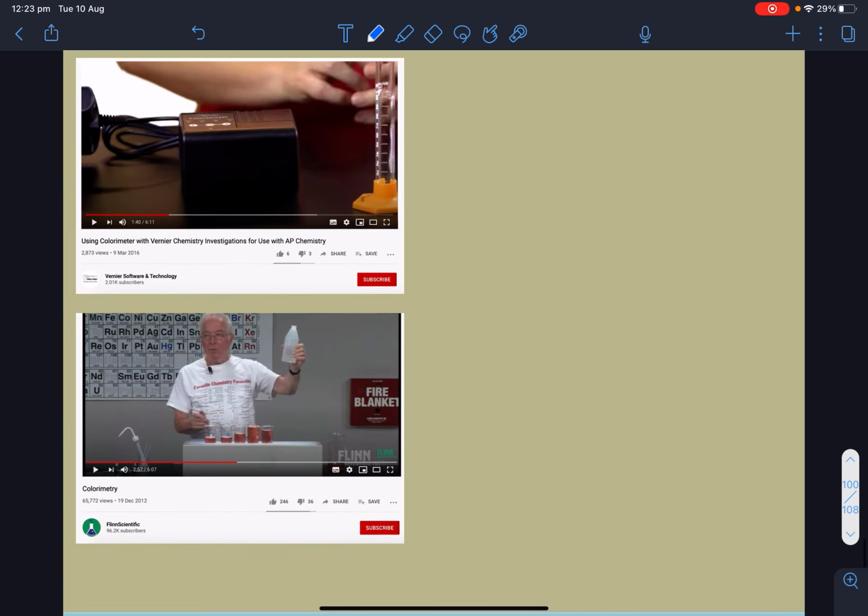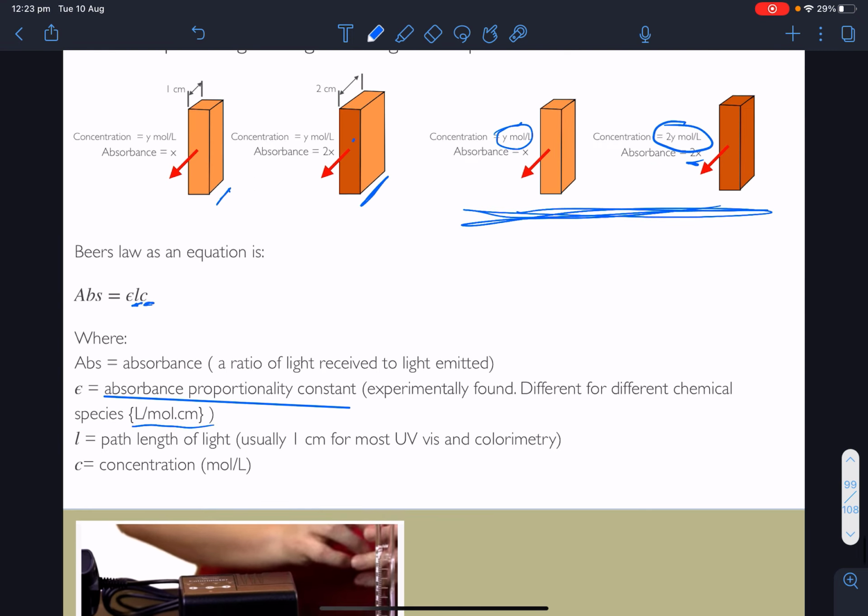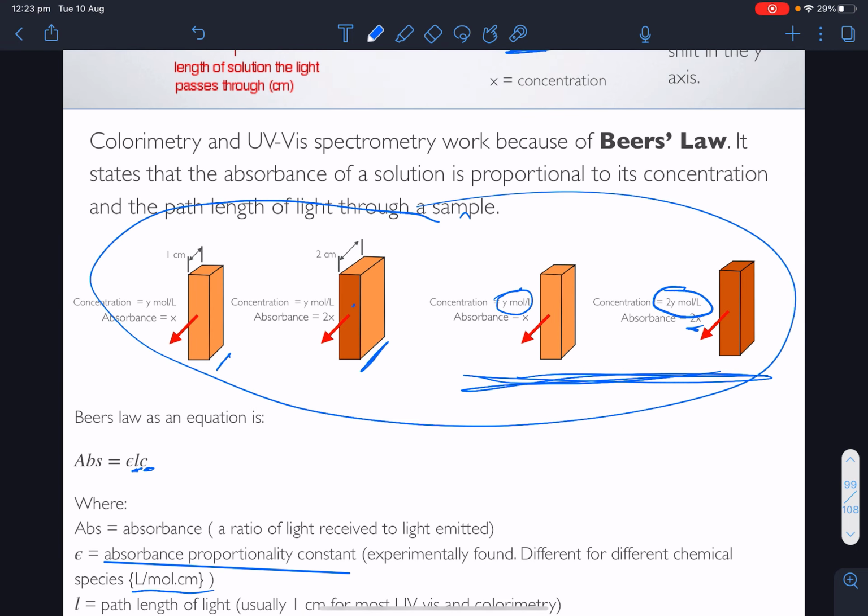To see them in practice, other than the classroom, here are 2 good videos. From memory, this is a really good one too. I can't remember that one. That one's a really good one. He shows you stuff like this.